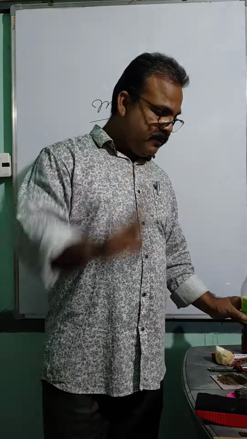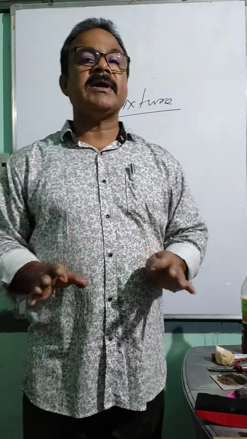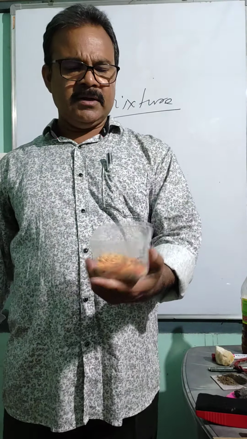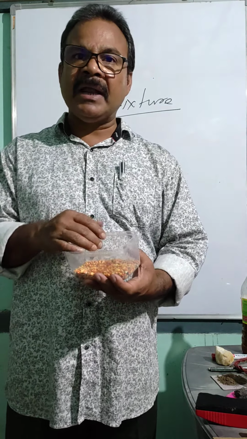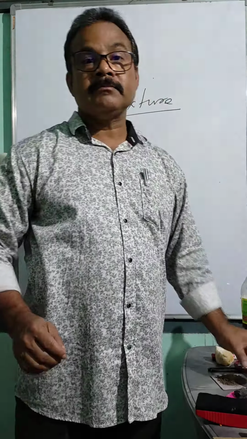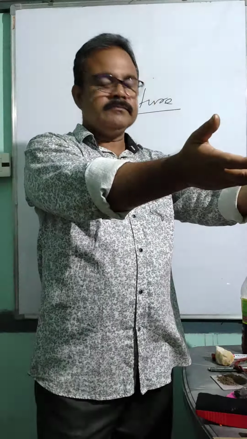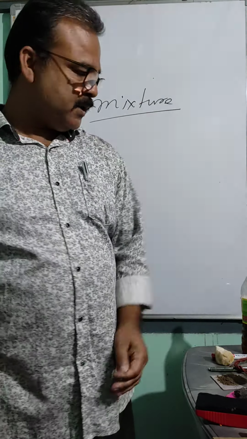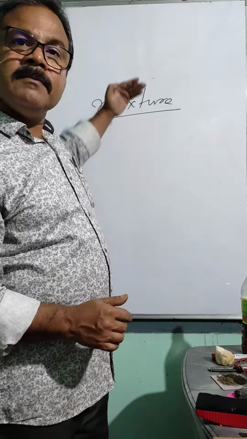Another important point you remember: from a mixture we can easily separate the constituent substances. Suppose from this mixture of different pulse crops, easily we can separate this lentil, green gram, black gram, isn't it? And suppose from the mixture of this salt and water, if you want to get back the salt, simply you boil it. Water will evaporate and salt will be left behind. Clear? So you remember, this is the main difference between compound and mixture.